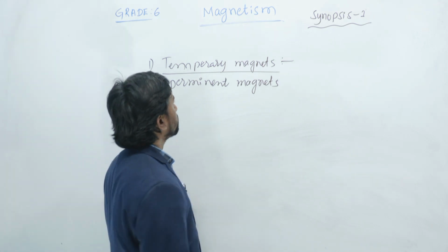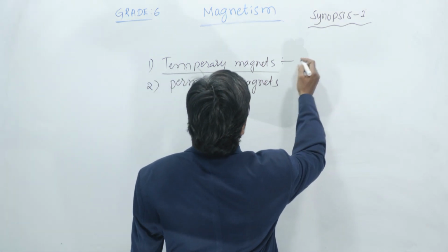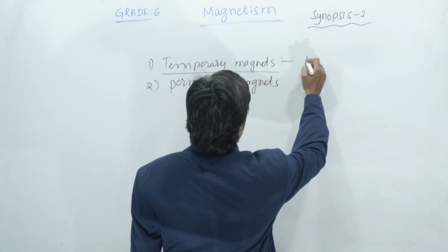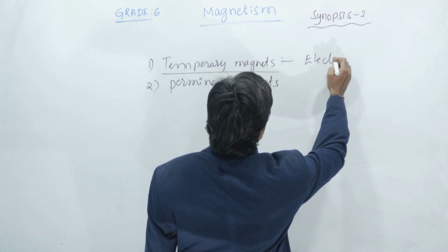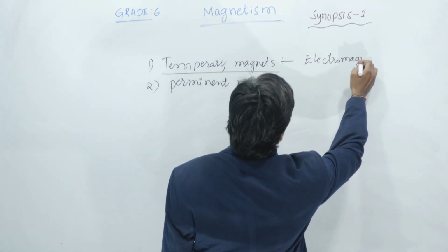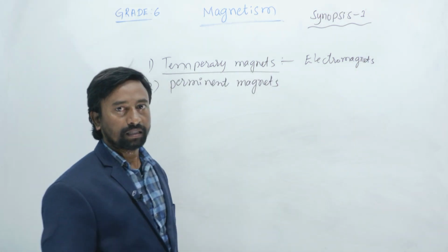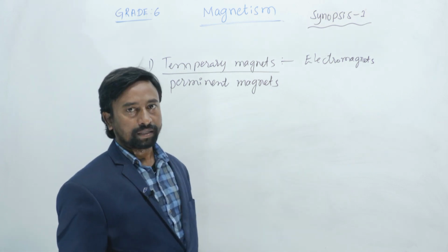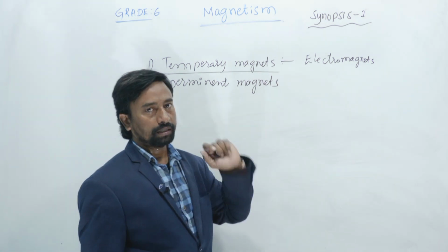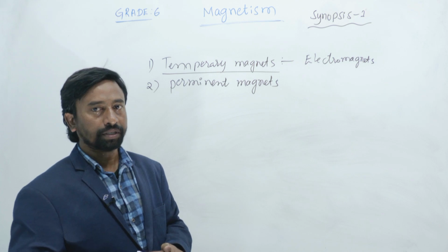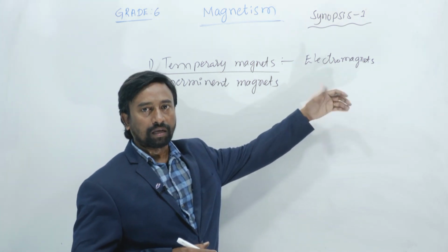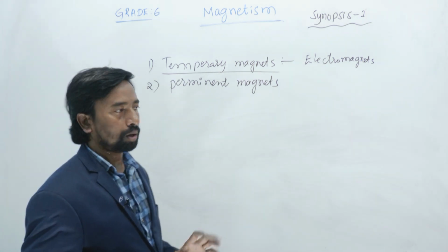We can write here the example of temporary magnets: electromagnets. Electromagnets are temporary magnets. We are going to learn about electromagnets in the next synopsis. Whenever electric current passes through it, only then it will act like a magnet. Otherwise, it will be like a normal material.